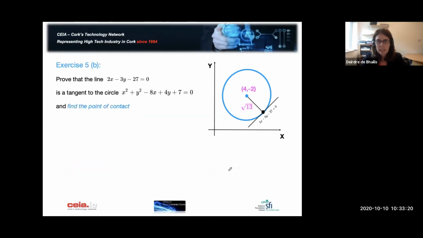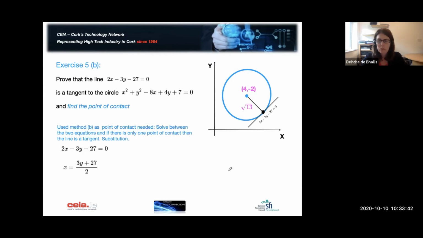Now, to take a look at the second method. The difference here is that we must prove that this line is tangent to the circle and find the point of contact. So we don't have a choice here. We have to go into the substitution method. So we're going to solve between the 2 equations. We will take the line and rearrange it so that we can substitute out x in the circle equation. So rearranging the line gives us x equals 3y plus 27 over 2.